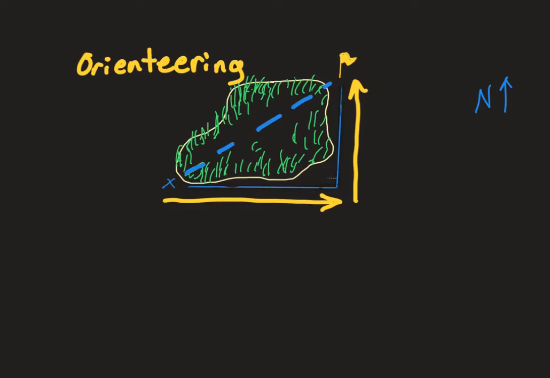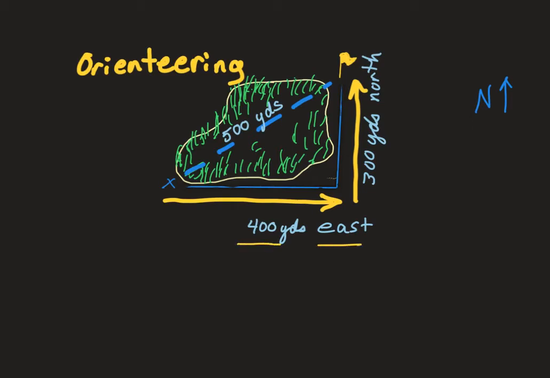So let's imagine that cutting straight through the swamp would be a distance of 400 yards. But if you head east first for 400 yards, and then you head north for 300 yards, you would reach the same point. Notice in each case, you have a magnitude and a direction. A magnitude and a direction.